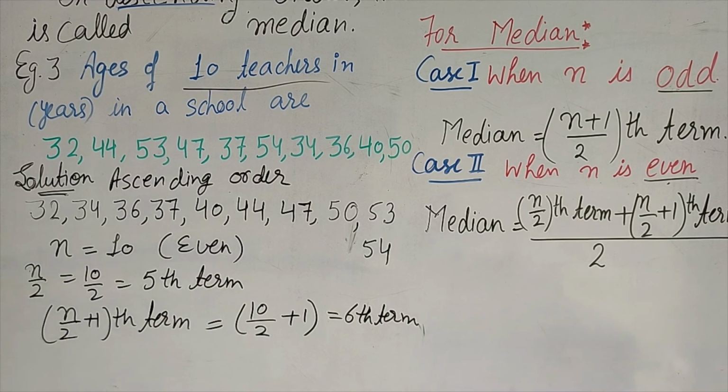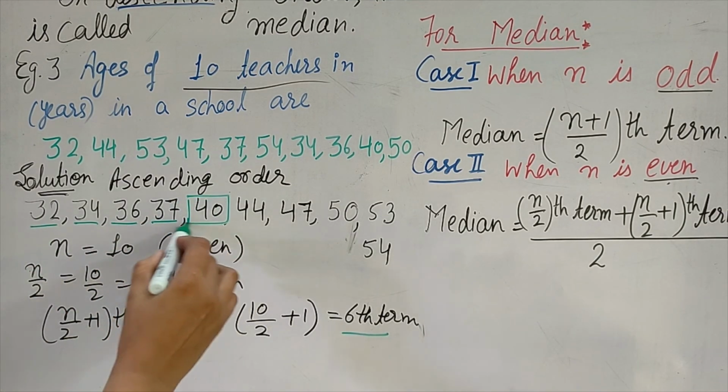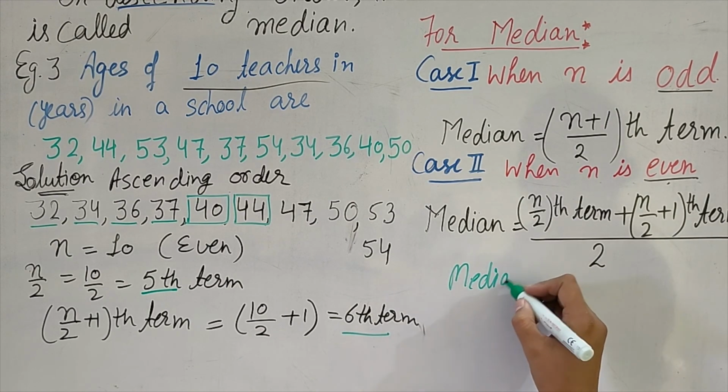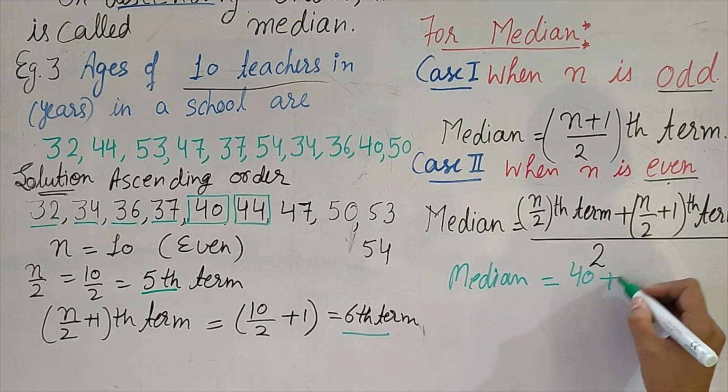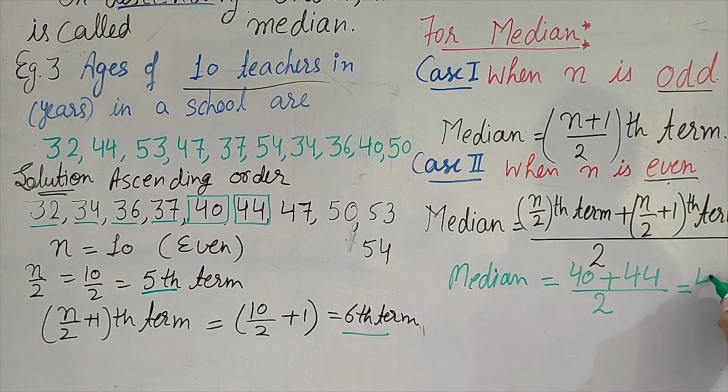Now count these terms from the given question, the 5th and 6th. Just count the observations: 1, 2, 3, 4, the 5th we have to take and the 6th we have to take. So the 5th observation is 40 and the 6th observation is 44. So the median will be the average of these two terms: 40 plus 44 divided by 2, that is 42 years. In this question the ages were given in years, so the median will be 42 years.